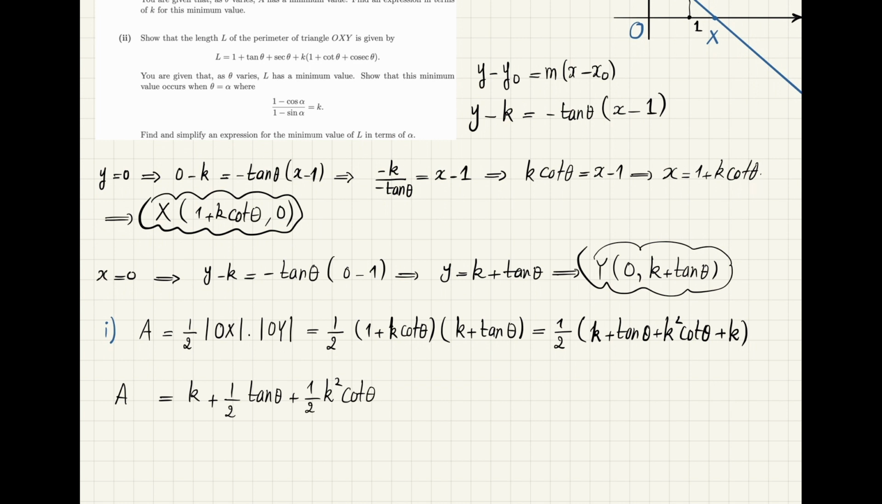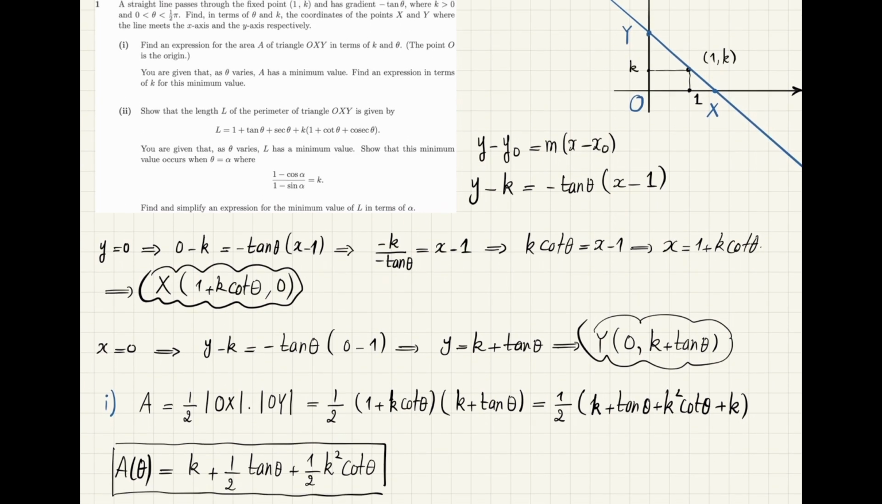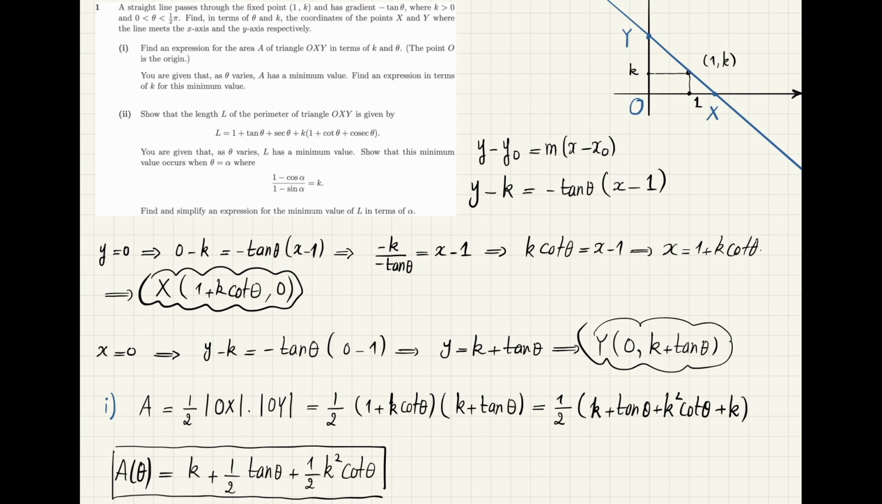Yes, so then it would be reasonable if I call it A of theta. Yes, so this is the formula, this is the expression of the area which was demanded in the first part of this problem. Okay? But of course, the first part of the problem is not finished yet. Let me read it again. You are given that as theta varies, A has a minimum value. It's guaranteed that A has a minimum value. Find an expression in terms of k for this minimum value.